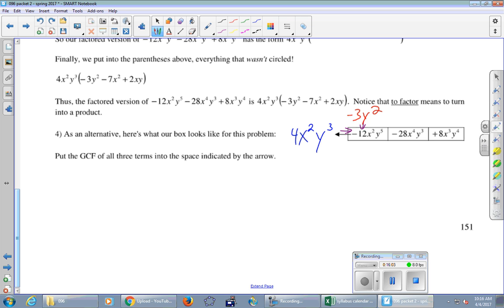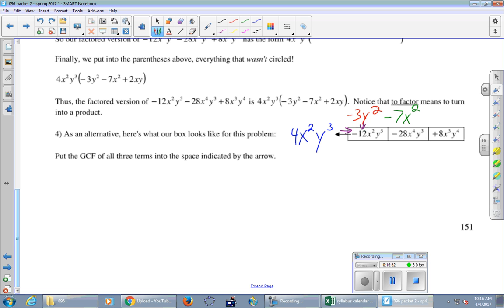Okay, let's move over to the middle here. 4 times what for negative 28? Negative 7. X squared times what for x to the fourth? X to the second. Y to the third times what? I'm still in this middle guy. How many more y's do we need? We don't need any more y's. We got them all taken care of.